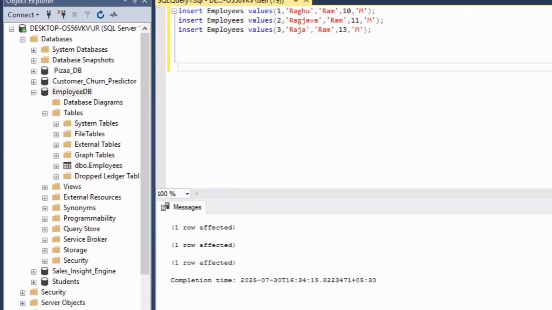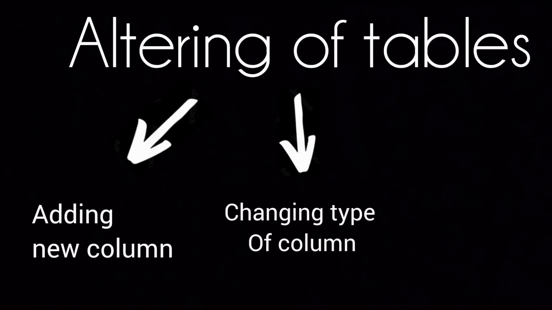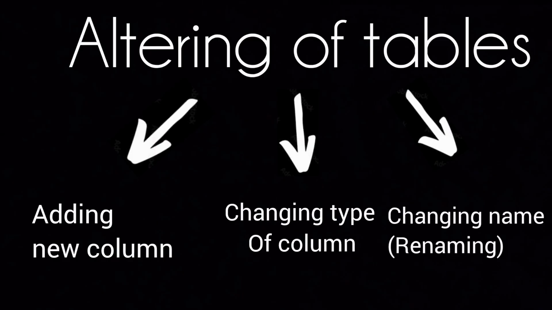As part of agenda number 1, we are going to discuss altering of tables. This is very simple, guys. Let me tell you in a simple way. You can see it on the screen. We have mainly three concepts in altering of tables. Concept number 1 is adding a new column, and 2 is changing the type of a column. For example, if one column is in int format, we can change it to float. And the next one is changing the name of the column, like renaming the column. That's it. We have maximum these three concepts.